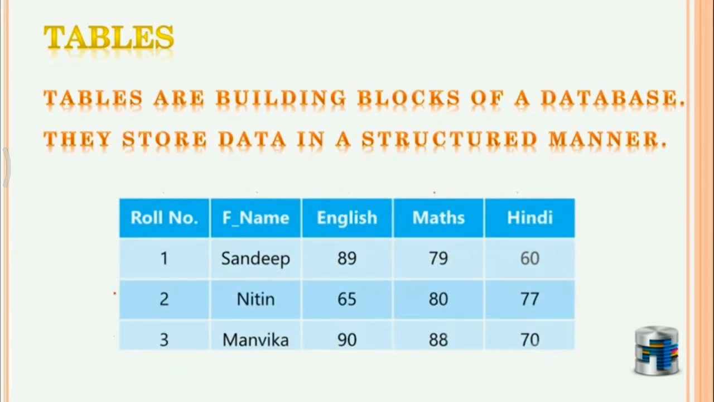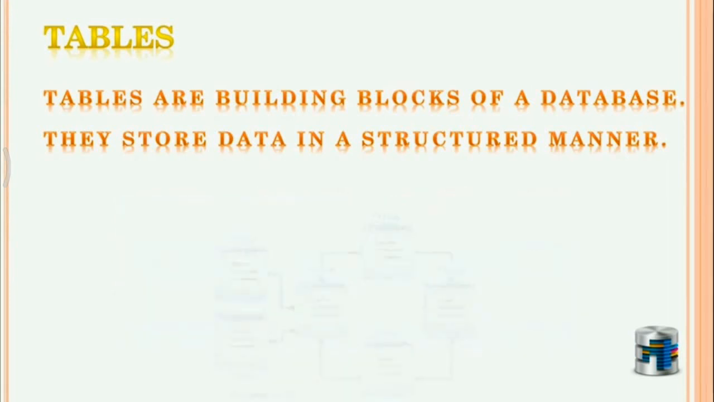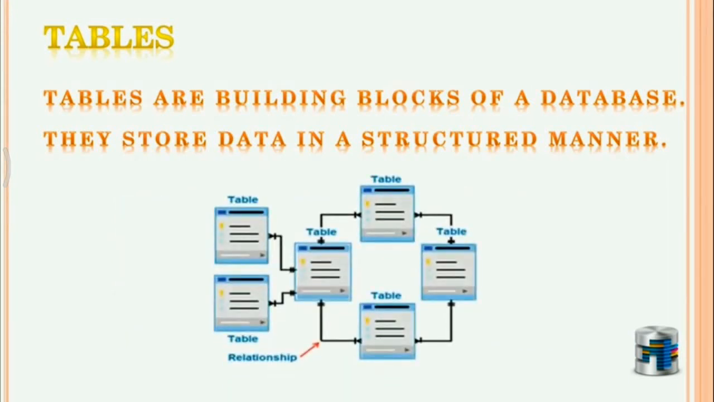Look at here. Some fields are given: roll number, name, English, maths, Hindi, and then the data is given. And then look at the next, these all are the records. Understood this? So what is a record? A row in a table is known as a record, or tuple. And what is a field? A field is a column in the table and refers to the specific category to organize and define data.